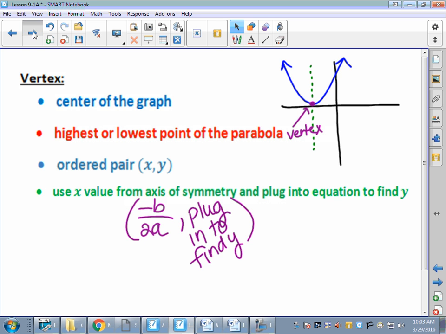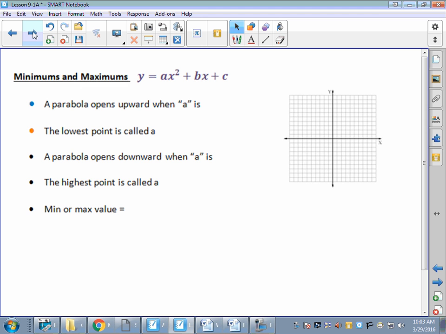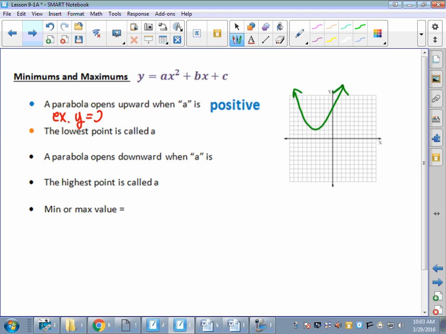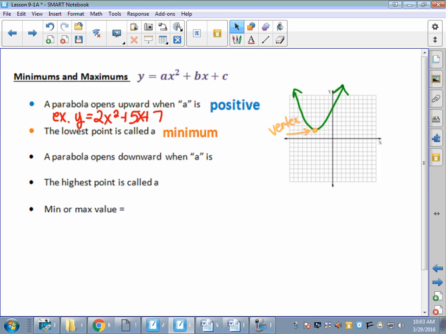So let's talk about maxes and mins, the highest and lowest value. Notice I've got my ax squared plus bx plus c. A parabola opens upward, that's opening up, when the a value is positive. So for example, I might have y equals 2x squared plus 5x plus 7. My a value in this problem is 2. It's a positive 2, so my graph opens up. So my vertex right here is the lowest point of the graph. There's nothing lower. The arrows tell you the graph keeps going up. That's called a minimum. Makes sense, right? Minimum would be the least amount I possibly have.